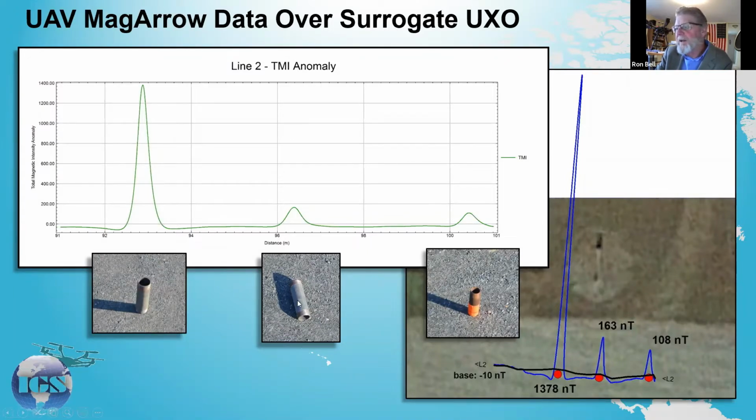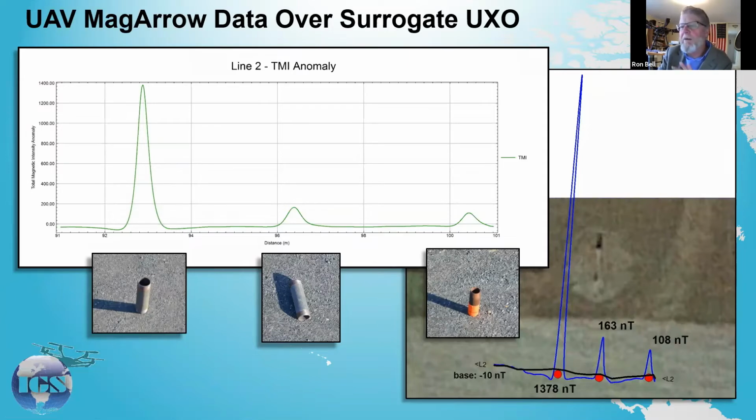The center one, we got about 163. It's a similar, not the same, piece of surrogate UXO, but it's on its side. It's horizontal and reduces the response significantly. And then this one on the very right is just a smaller piece of a pipe.